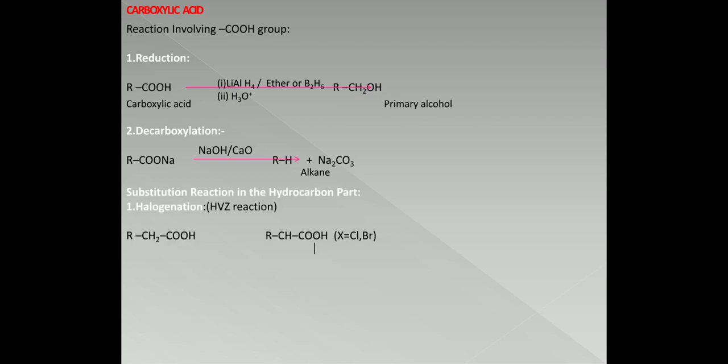Now, substitution reactions in the hydrocarbon part. First, halogenation. Halogenation of carboxylic acid is also called the Hell-Volhard-Zelinsky reaction, the HVZ reaction. When a carboxylic acid is treated with a halogen, it forms the corresponding alpha-halo carboxylic acid, meaning the halogen will replace the alpha hydrogen.